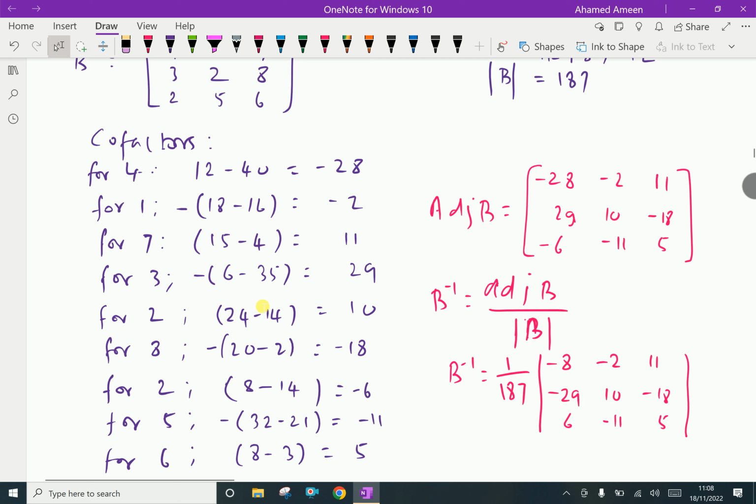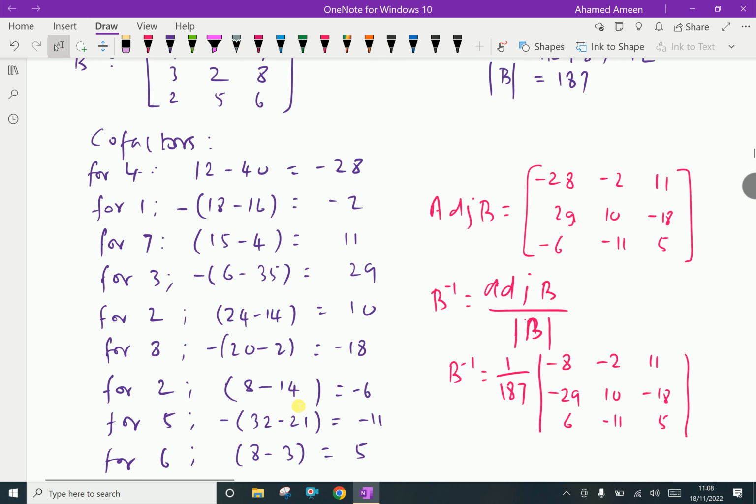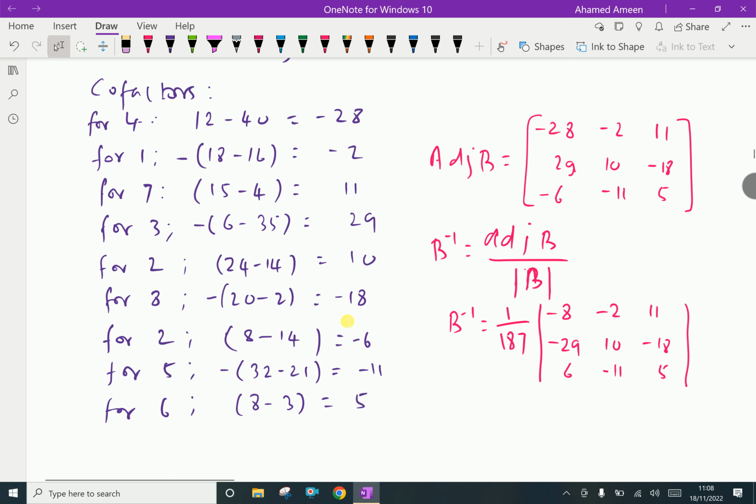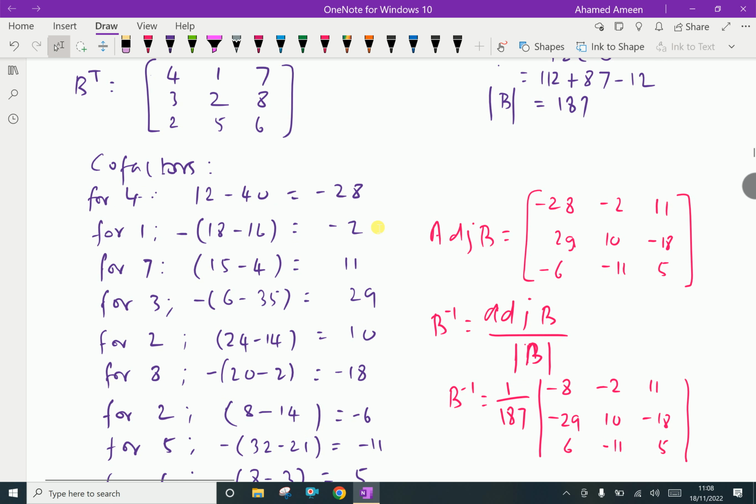Like this, you have to find the cofactors of all elements. So here there are 9 elements which you found. Then we have to find the adjoint of B. The adjoint of matrix B is, you have to write this first row, that is minus 28, minus 2, 11.